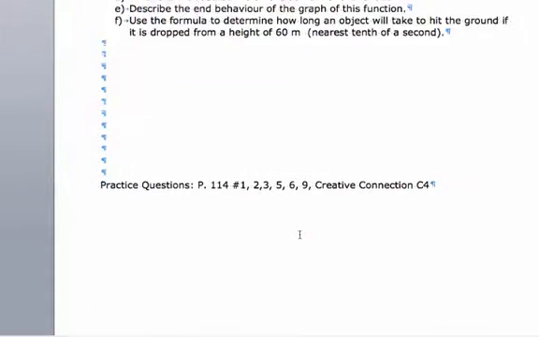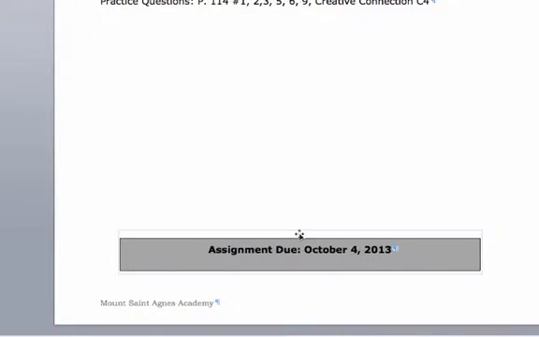That concludes the characteristics of polynomials. We're going to be using those characteristics throughout this whole chapter, identifying polynomials and using that terminology to describe them. Your assignment, which I have already handed out to you, is that worksheet. It's due October 4th, so this coming Friday. Good luck. If you have any questions, feel free to talk to me in class.